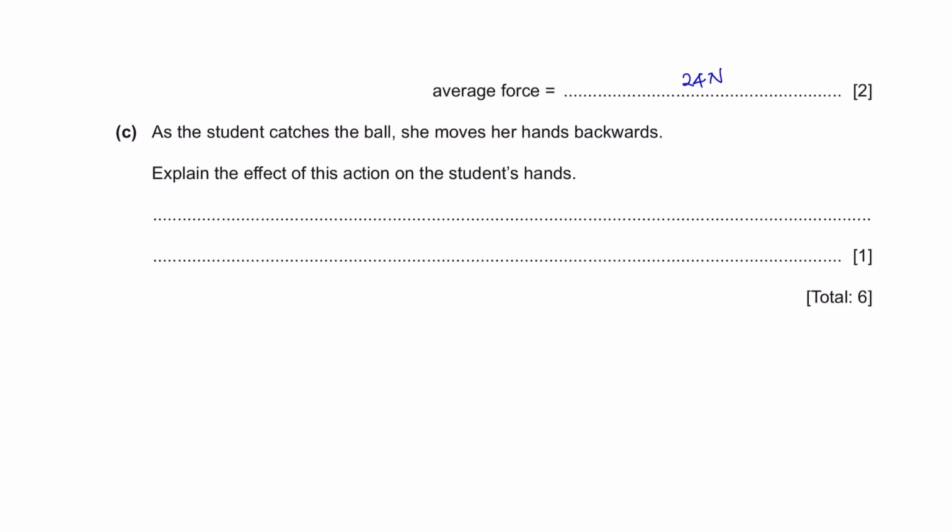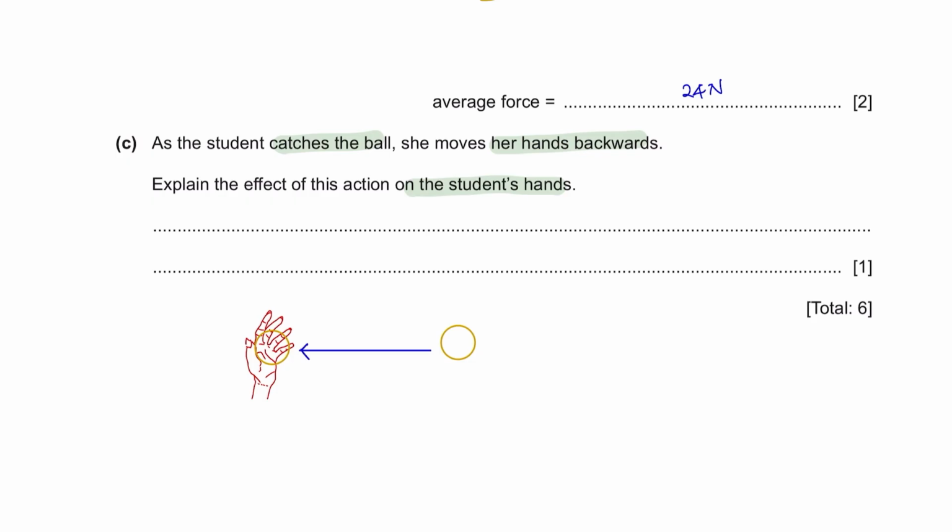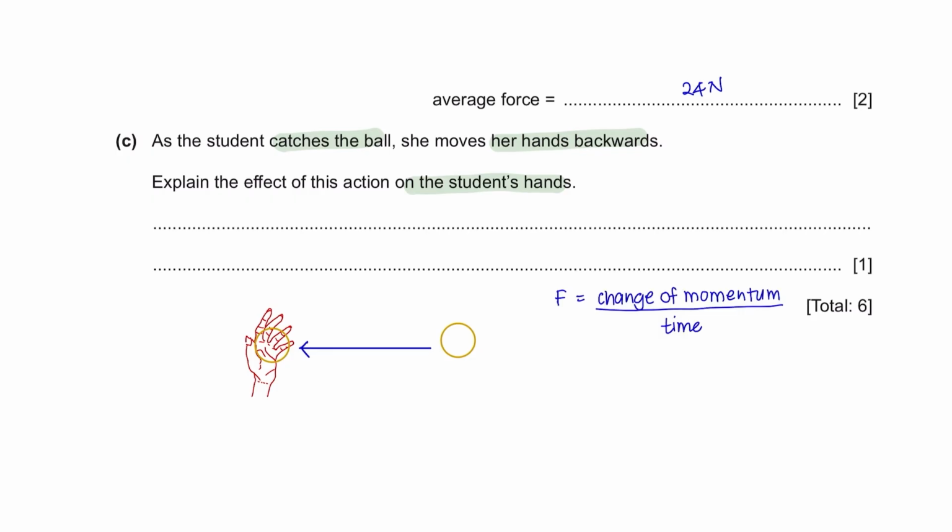Question C. As the student catches the ball, she moves her hands backwards. Explain the effect of this action on the student's hands. Another way of finding out the average force is the change of momentum over time. It's mentioned in the question that it takes 0.12 seconds for the ball to reach the hand.